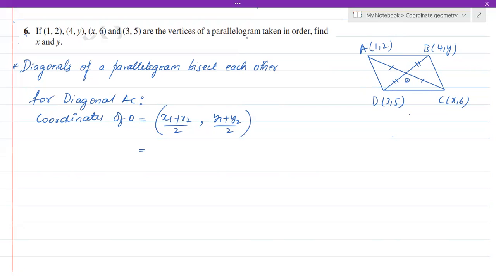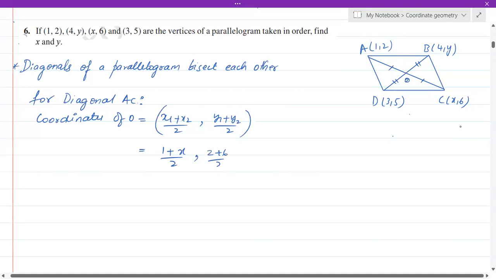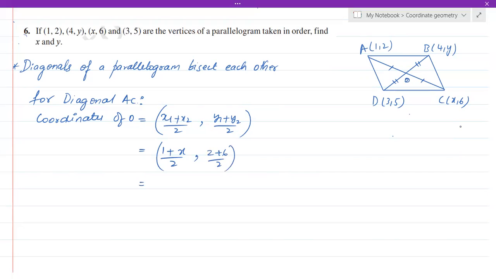So X1 will be 1, X2 will be x, divided by 2, comma. See, this is my X1, Y1, and this is my X2, Y2. So I'm just substituting that. X1 is 1, X2 is x, Y1 is 2, Y2 is 6. So 2 plus 6 divided by 2. So what does this become? 1 plus x divided by 2. 2 plus 6 is 8, 8 by 2 is 4.